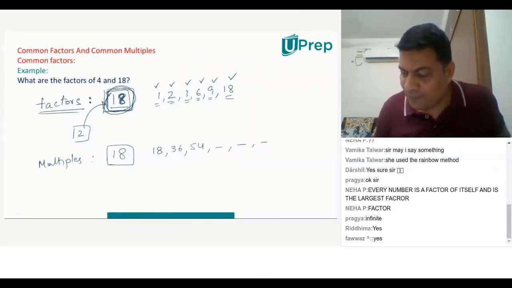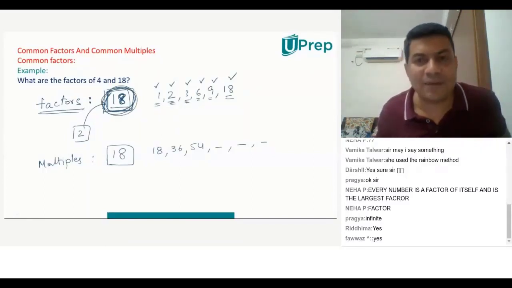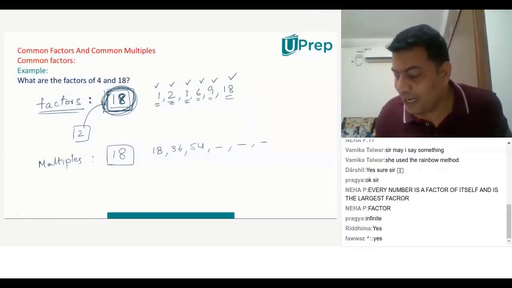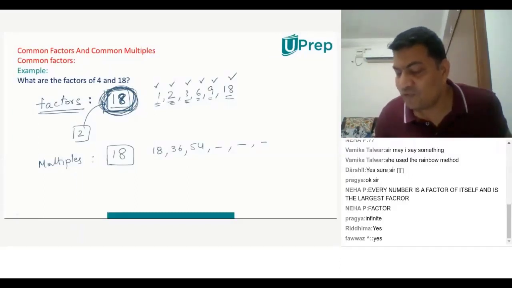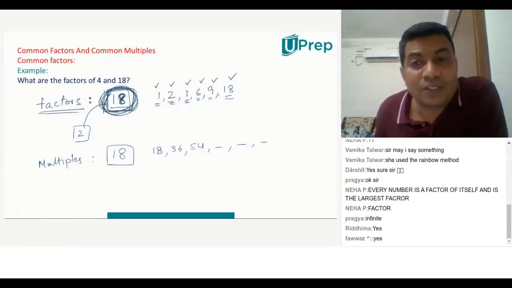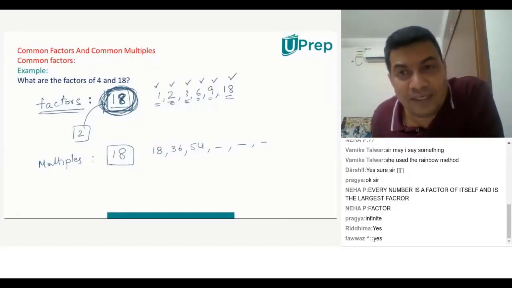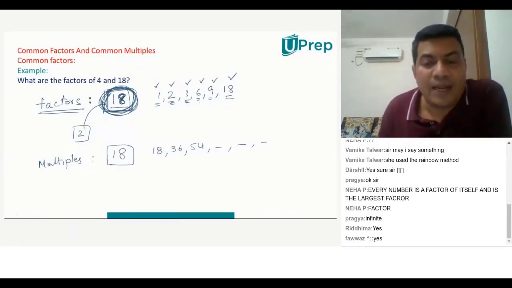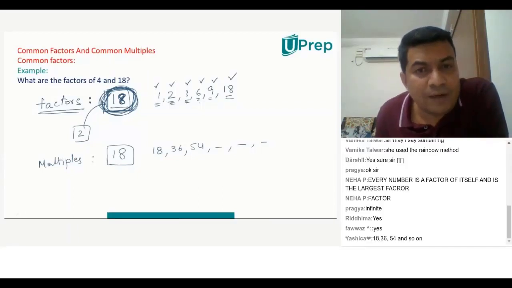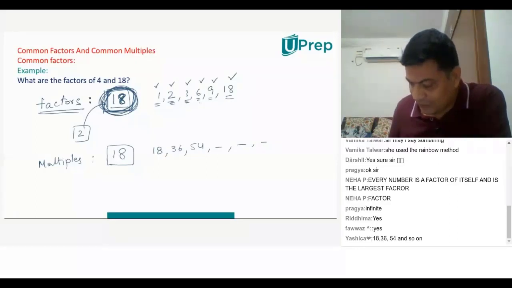So for factors of a number, all these numbers divide this number exactly. That means they are divisible. The factors of 18 actually divide 18. That means when the number is divided by its factors, the remainder is always 0. Then they are called factors. So that's the basic difference between factors and multiples. Now let's come to our discussion, common factors and common multiples.